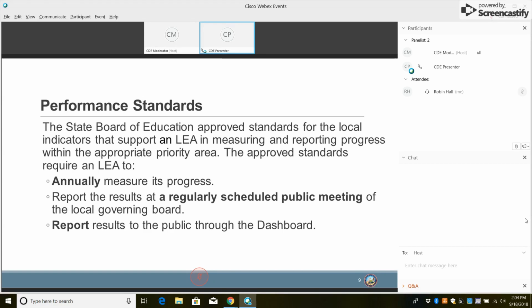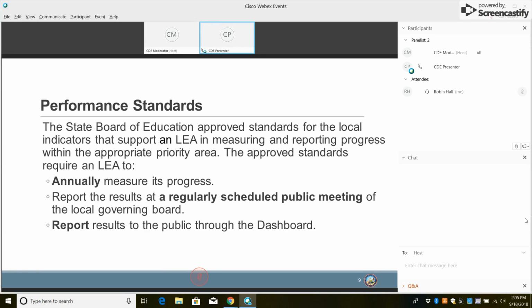Also, when you report the results through the dashboard, you do so by completing self-reflection forms or self-reflection tools. These self-reflection tools are not necessarily designed to be the instrument by which an LEA measures their progress, or at least not the only instrument that's used to measure their progress with respect to the priority in question. The way that an LEA would measure their progress is largely up to the LEA. There's an emphasis on local accountability and local control there.